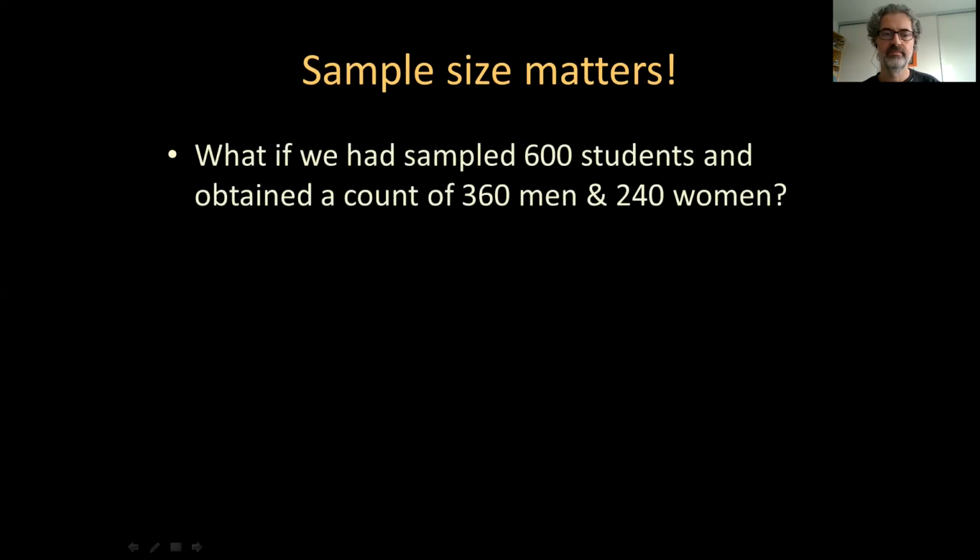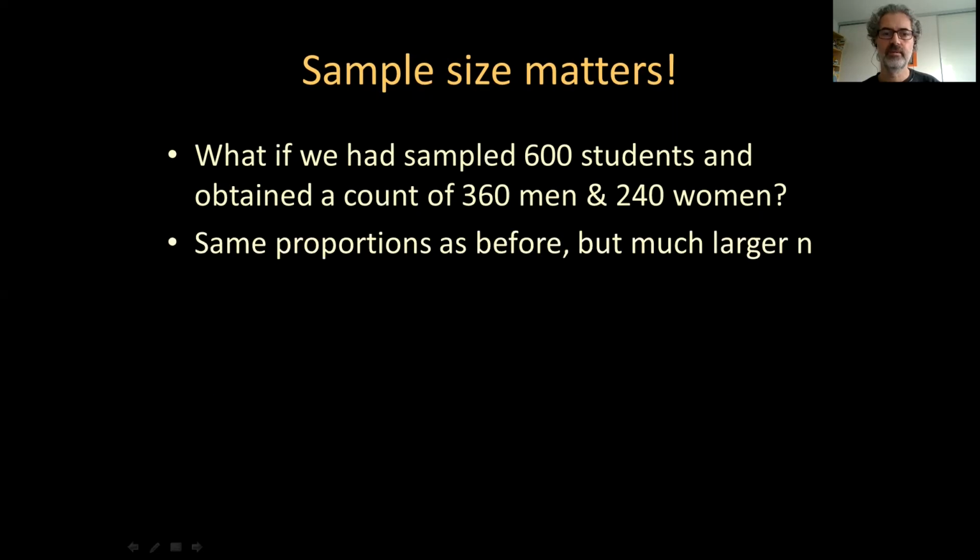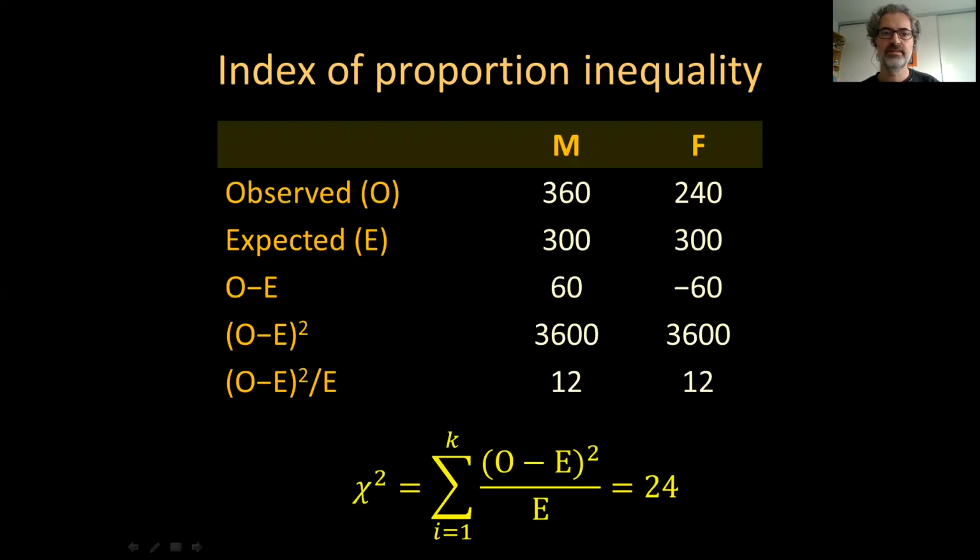If we had sampled 600 students and got the same proportion as before, but now with larger numbers, so 360 men versus 240 women. So just multiply everything by 10. So same proportions, but sample size 10 times larger. What are the values and what's the chi-square if we do the same thing?